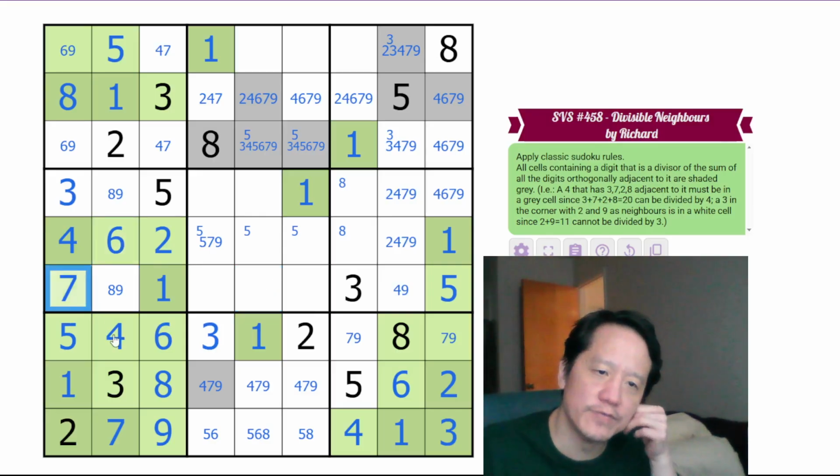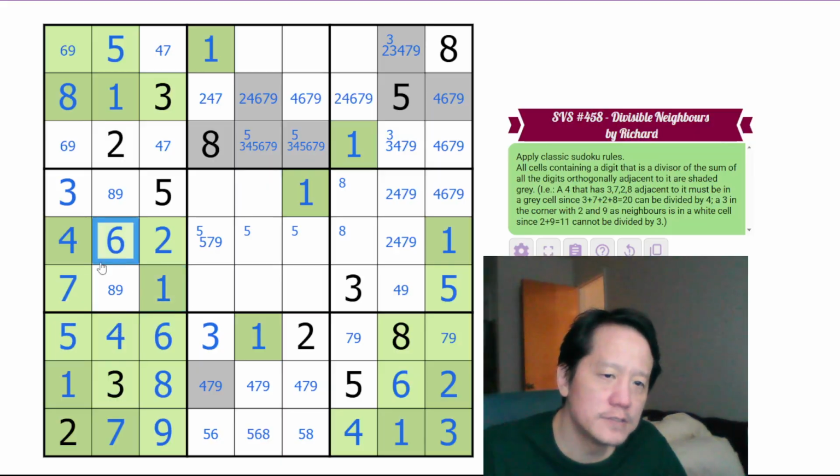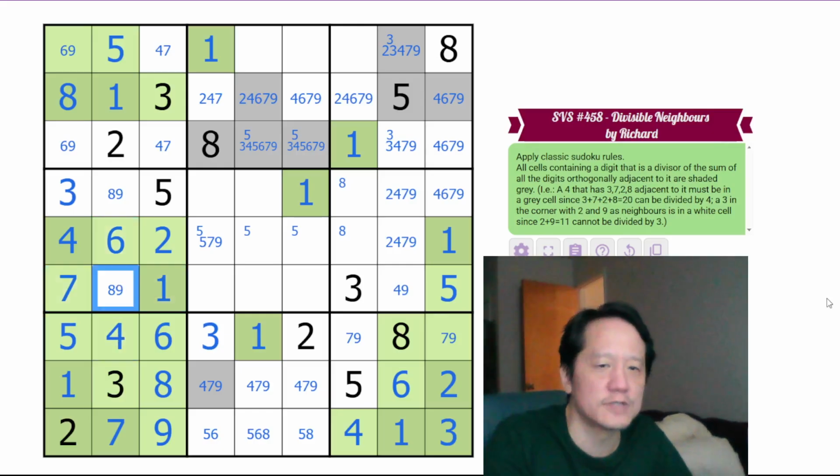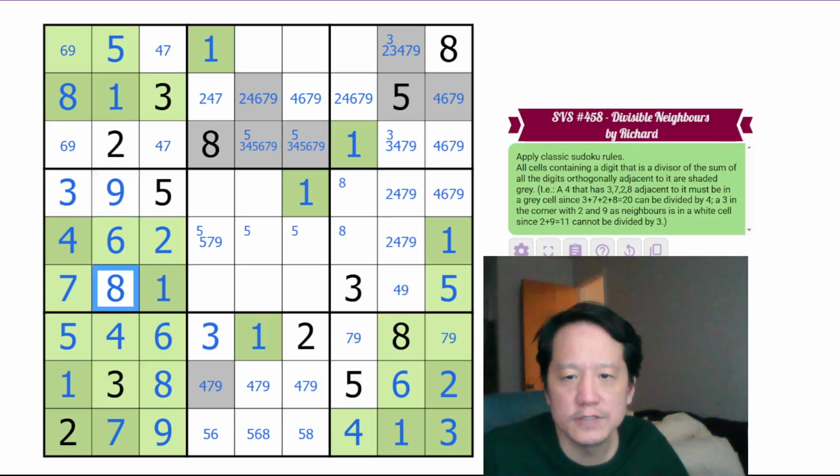What is the sum of these digits? 1, 6, 7, and 4. 1, 6, 7 is 14, plus 4 is 18, which 9 does divide into, so this cannot be 9. It's 8, which makes this 9. So then this is satisfied.